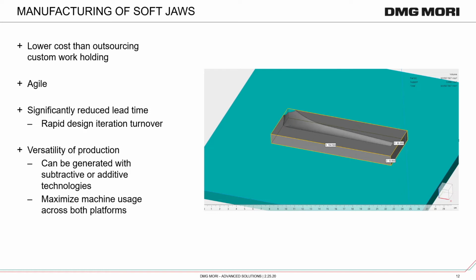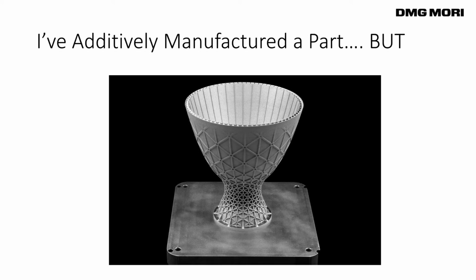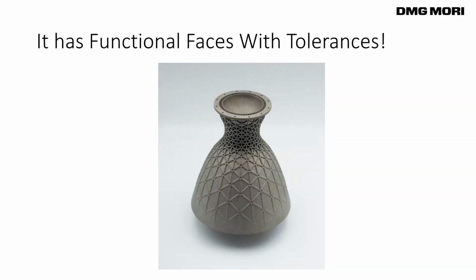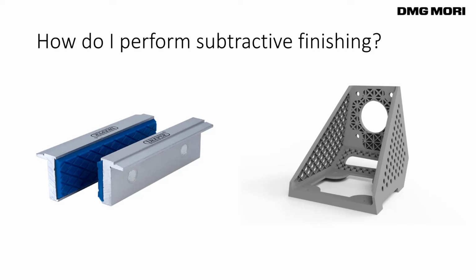Thanks, Jack. All right. So as Jack said, oftentimes we have people that design these amazing, incredible parts for additive manufacturing. And so here we can see this rocket nozzle that we designed in nTop platform. And there's a problem with it, right? We have functional faces. Those functional faces have tolerances. It means that we can't just additively manufacture a part. That's not the end of our manufacturing story. It's a part of the process, and that process typically includes subtractive finishing operations. But how do I perform that subtractive finishing? As Jack was saying, we can use soft jaws.